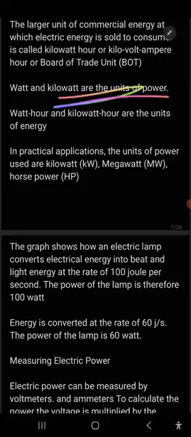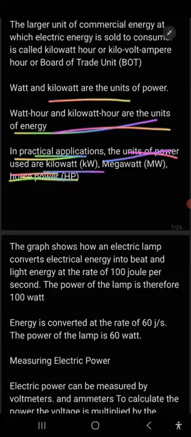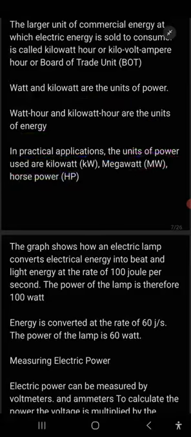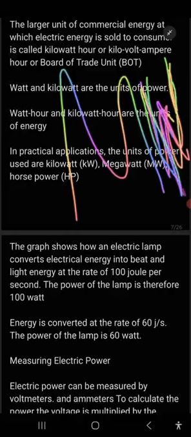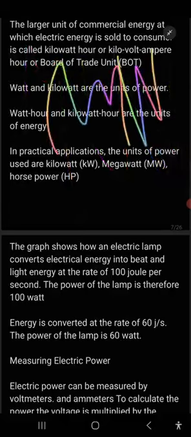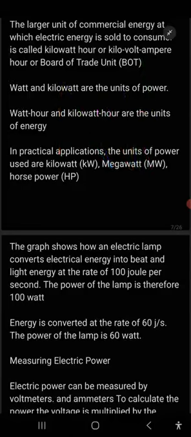Okay, let's just wrap things up. In practical applications, the units of power used are kilowatt, megawatt, and horsepower, HP.